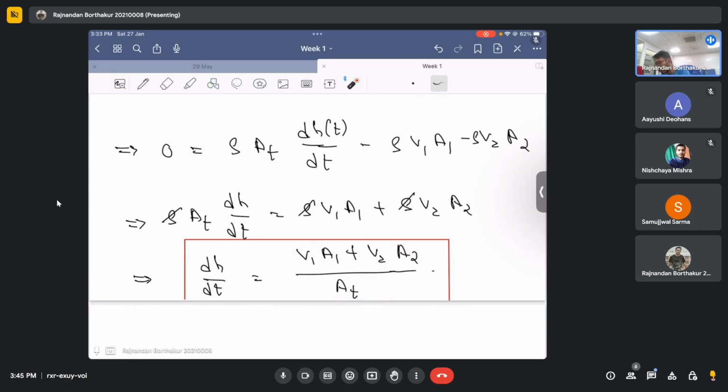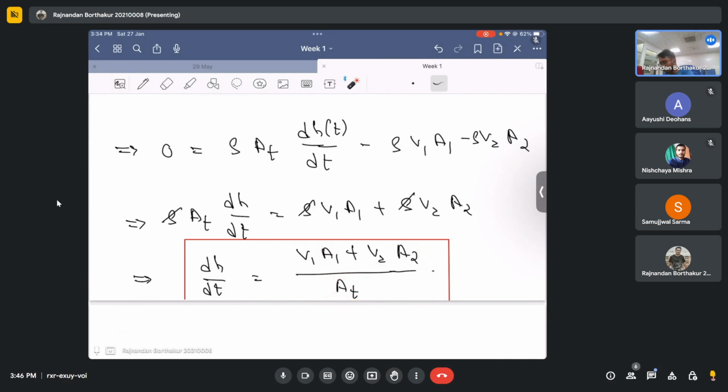You can see that all these quantities are known to us. This v1 is basically the average velocity of the water at inlet 1, which is coming inward, and this v2 is the average velocity of water coming inward in cross section 2. a1 and a2 are their respective areas, which is a measurable quantity, and at is the area of the tank, again something that we can measure.